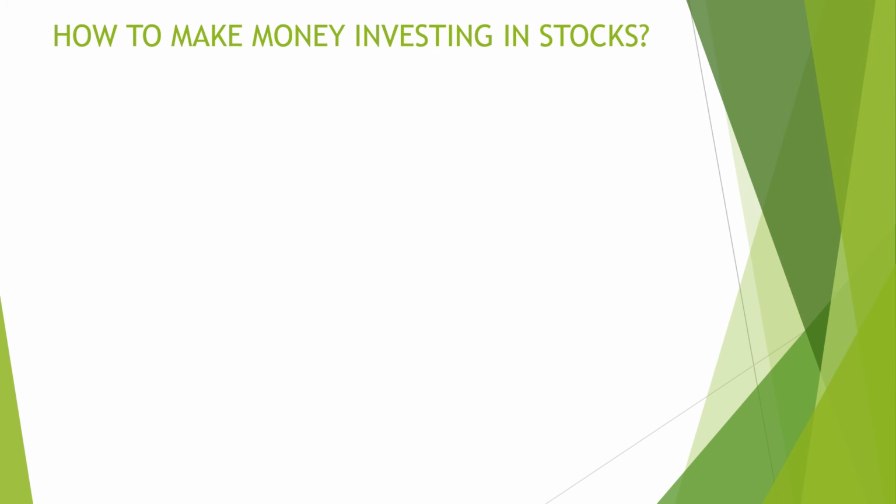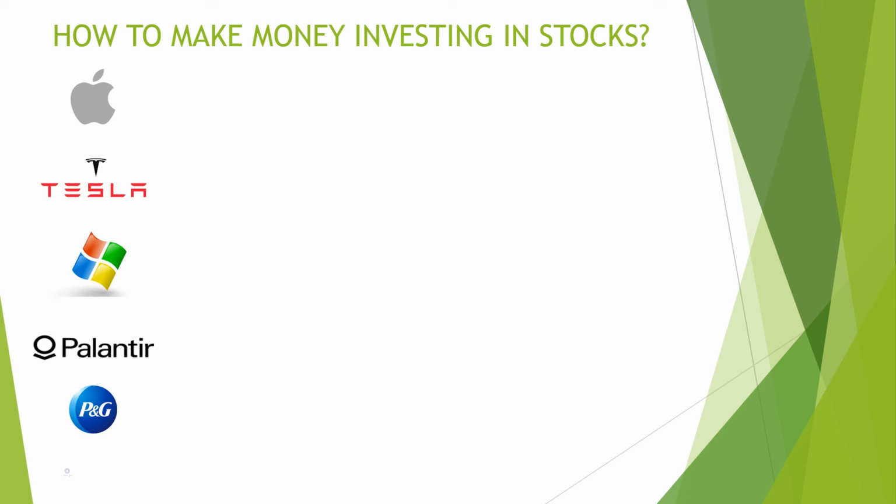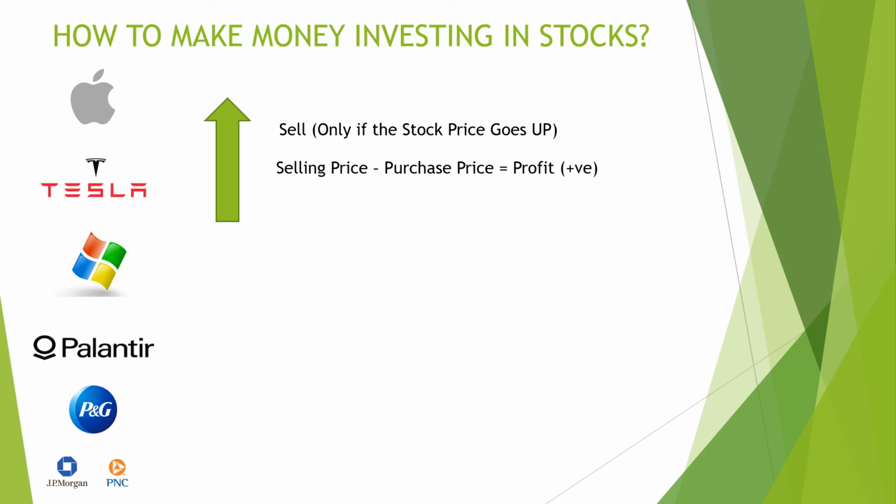How do you make money in stocks? For example, you have bought several companies' shares. You have done your due diligence and you think that these stock prices will go up in future, and you bought them at a right time. And over a period of time, the stock prices went up, and you plan to sell these stocks at that time. You have to sell only when the stock prices go up, and when the selling price is greater than your purchase price, you make a profit at that time. This is also called capital appreciation, and this is the way you make profits by selling stocks in the stock market.